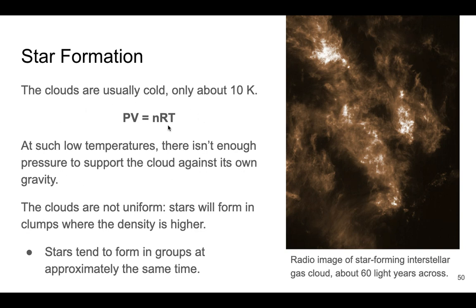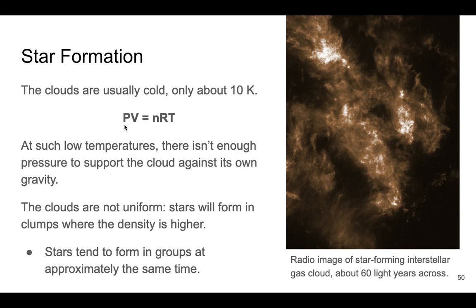So remember this. This is the ideal gas law. In the ideal gas law, it relates pressure, volume, the number of moles or the number of particles you have, R is a constant, and temperature. In this case, we're interested in the relationship between pressure and temperature. So if this cloud of gas is only 10 degrees above absolute zero, it's got a very low temperature. That means there's not a lot of pressure pushing outward.